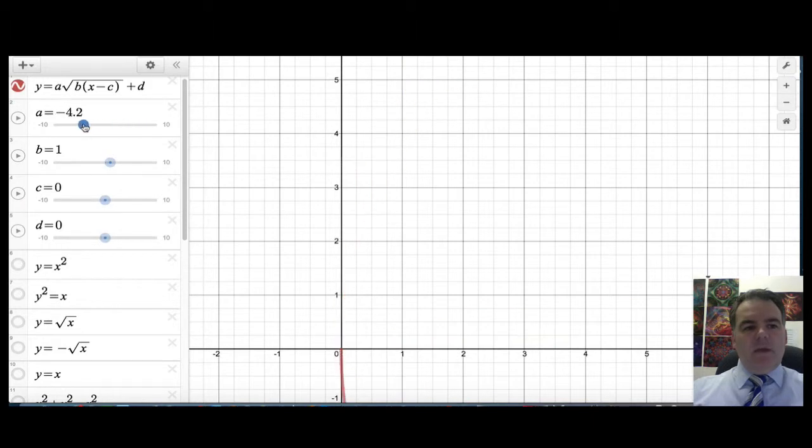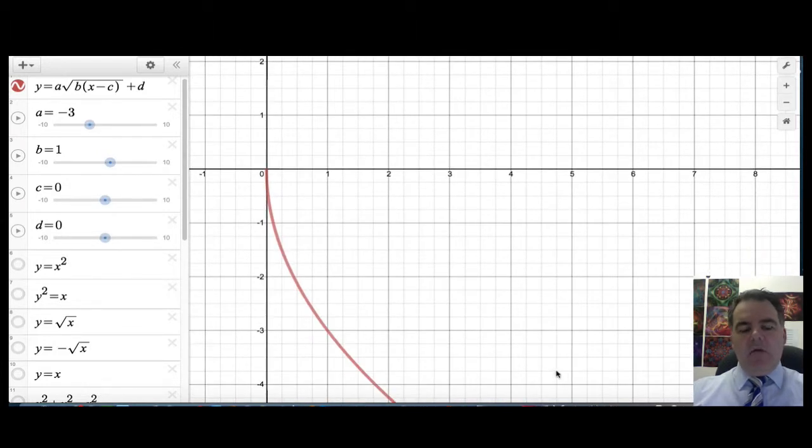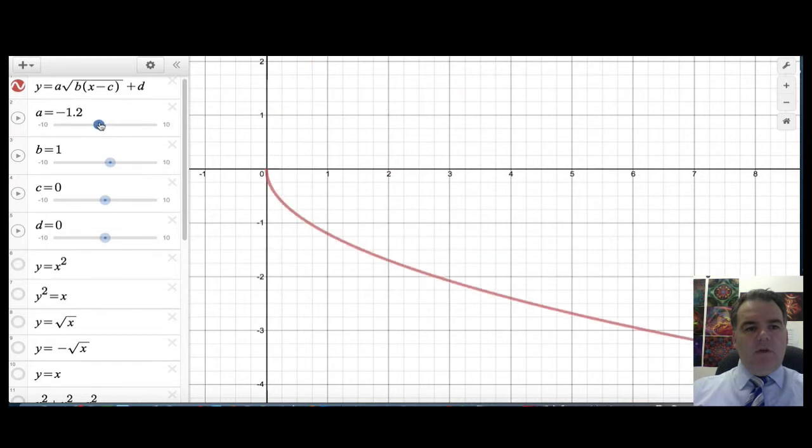If I change it back the other way, it's going to go on the negative side. So this is y equals negative 3 times the square root of x. So it goes down that way instead of up that way. So that's the value of a there at the front. That's what it does to it. I'll put that back to the normal value of 1.